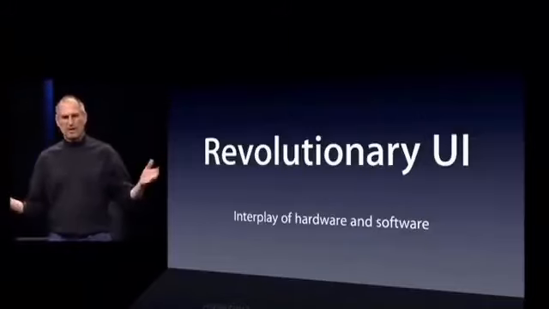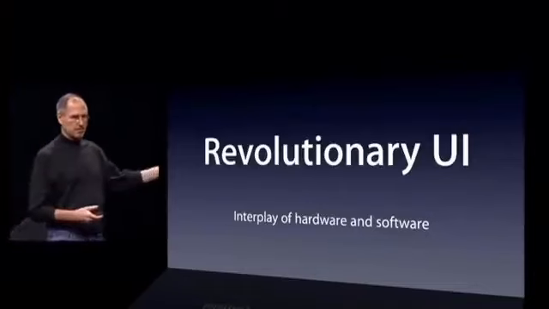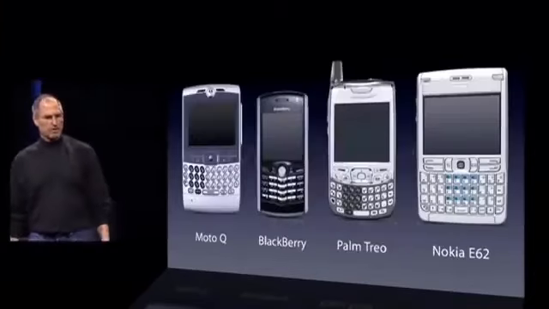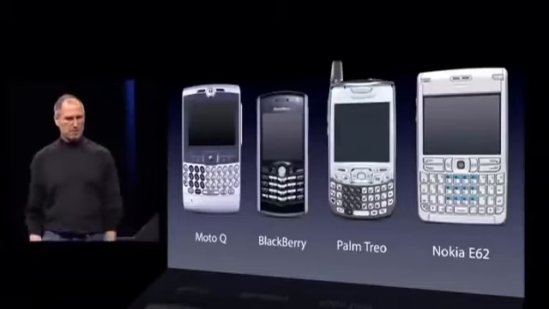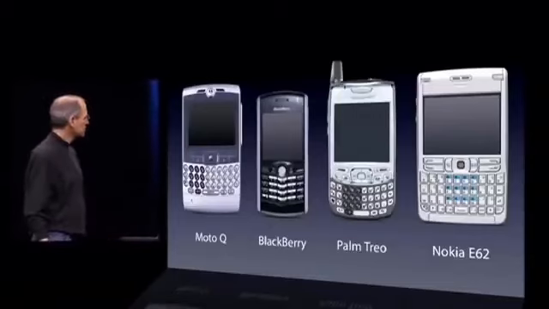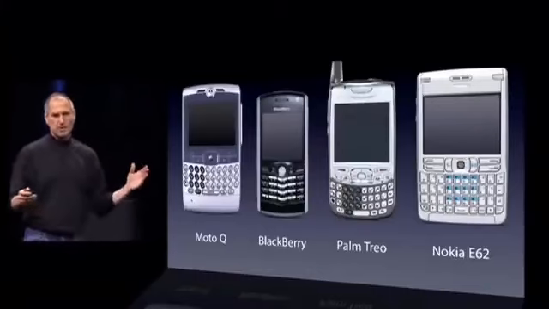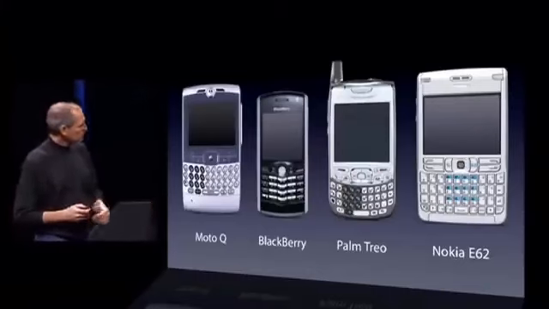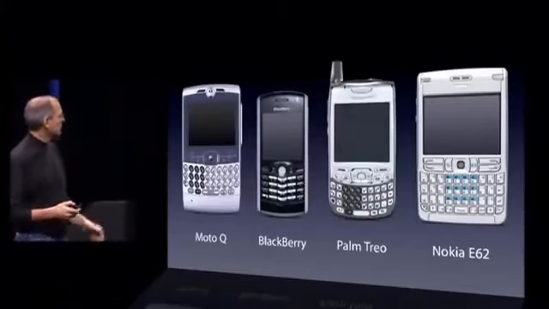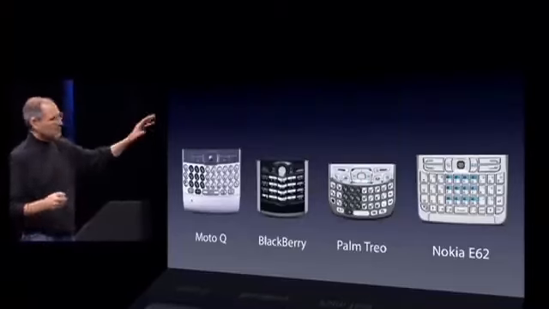Now, why do we need a revolutionary user interface? I mean, here's 4 smartphones, right? Motorola Q, the BlackBerry, Palm Treo, Nokia E62, the usual suspects. And what's wrong with their user interfaces? Well, the problem with them is really sort of in the bottom 40 there. It's this stuff right here.